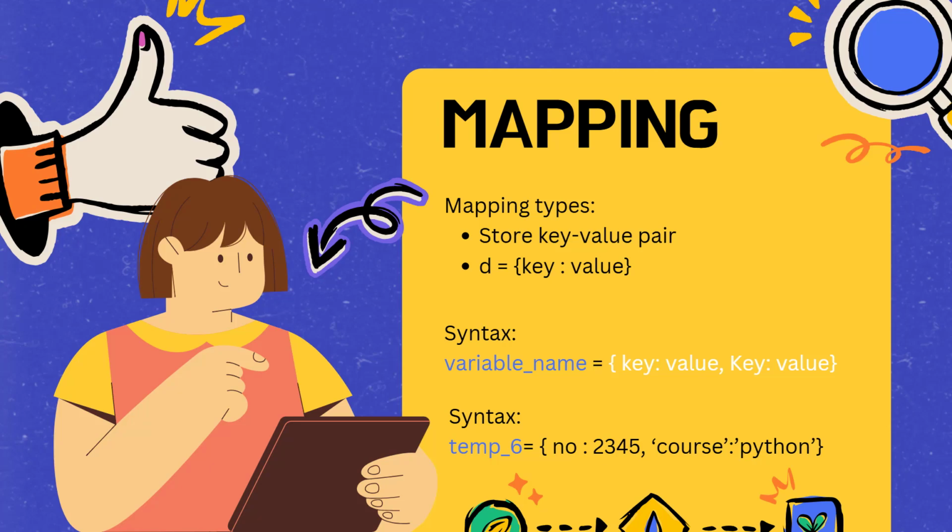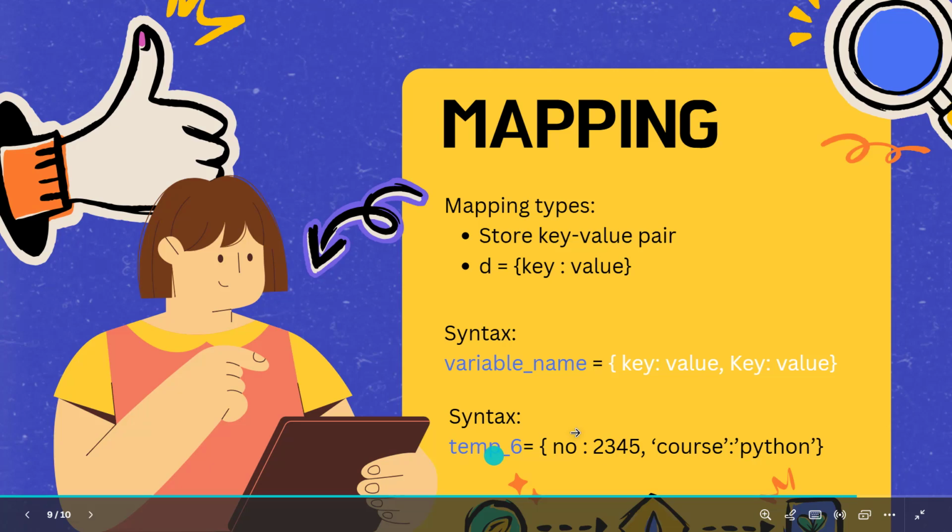In the mapping data type, we have the dictionary, which maps two values and is the most powerful type supported by the Python language. As we can see here, it is a pair of key and value. Between key and value, we should write a colon. This is the syntax, and this is one example.